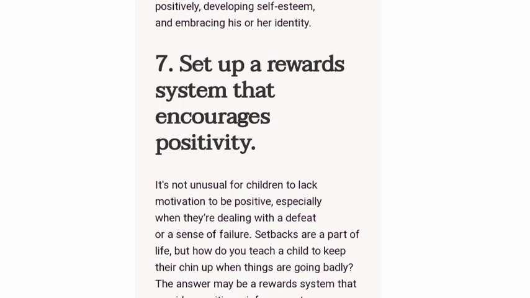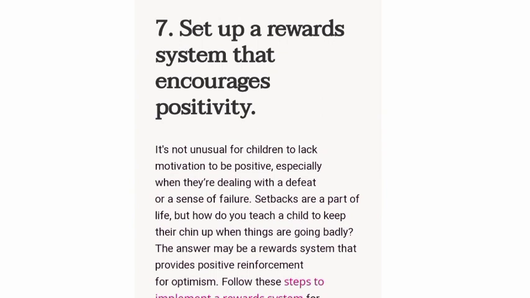Number 7. Set up a reward system that encourages positivity. It's not unusual for children to lack motivation to be positive, especially when they are dealing with a defeat or a sense of failure. Setbacks are a part of life, but how do you teach a child to keep their chin up when things are going badly? The answer may be a reward system that provides positive reinforcements for optimism. Follow these steps to implement a reward system for your youngsters.